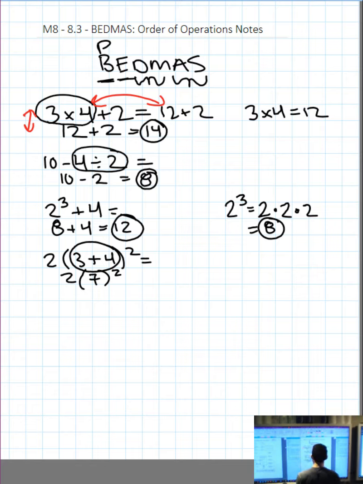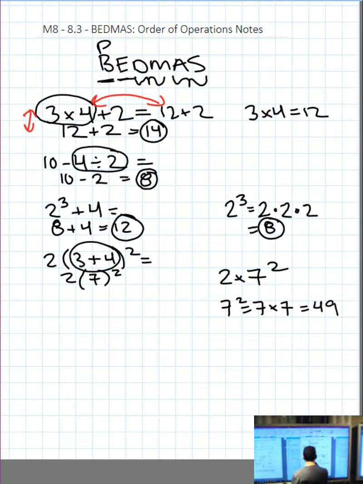Well, now I have a 2 and a 7 with an exponent of 2. So what do I do first? Well, it's 2 times 7 to the exponent of 2, written off to the right without brackets. Now, Bedmas says to do exponents first. We have to do the exponents first. 7 squared is simply 7 times 7, which is 49.